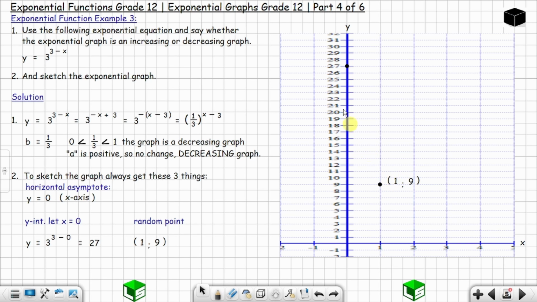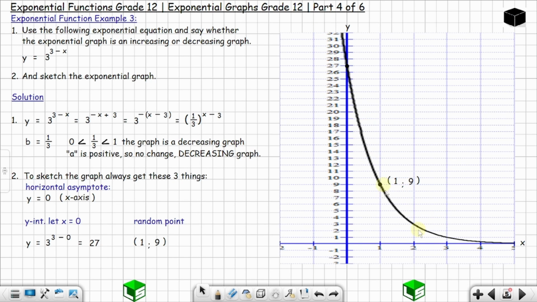Now you can see the graph is going to be like this. You make sure you don't cross the horizontal asymptote. This is the horizontal asymptote. Okay, you are going to join these 2 points. Make sure you don't cross the horizontal asymptote. Okay, so this is going to be like this. And you can see the answer to question 1 was decreasing graph. You can see this is a decreasing graph. Okay, let's move on.